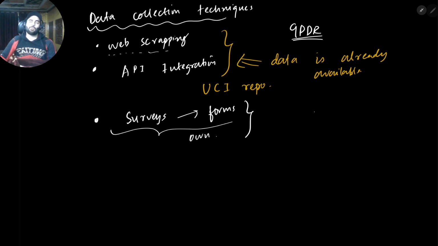So float the survey forms, maybe have some population, people who will fill in some forms. This is called explicit data collection.